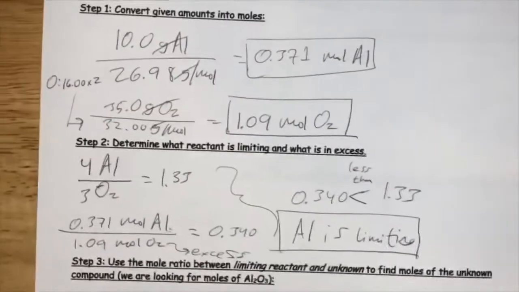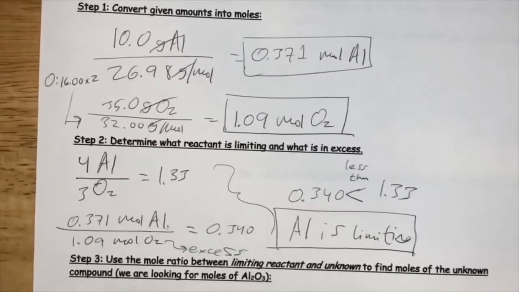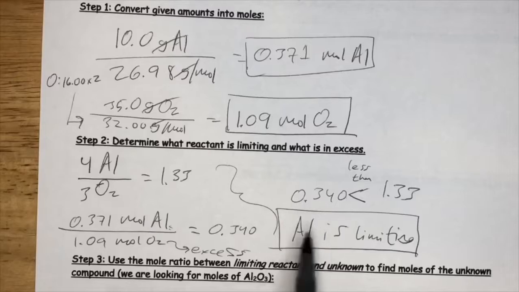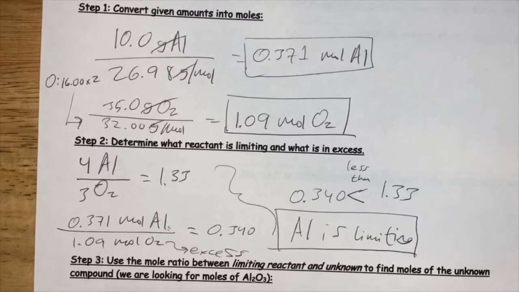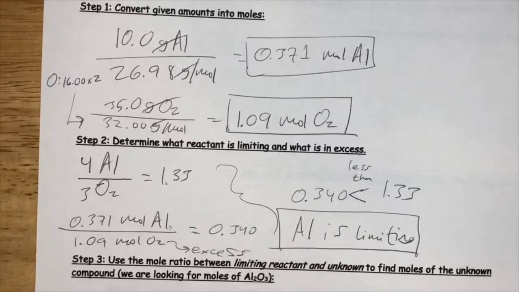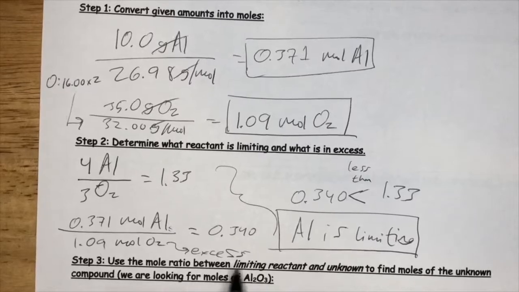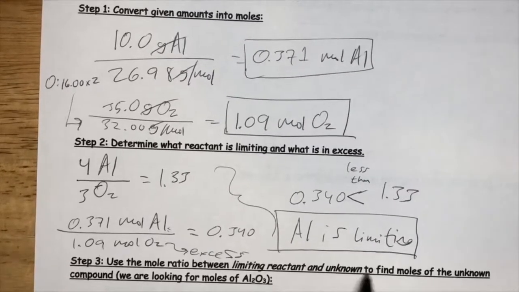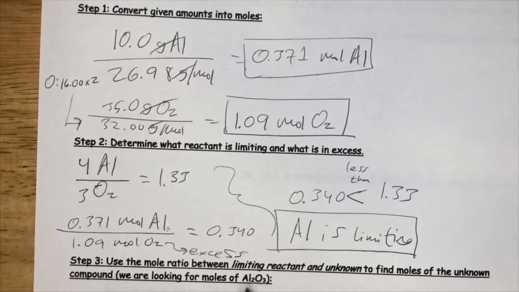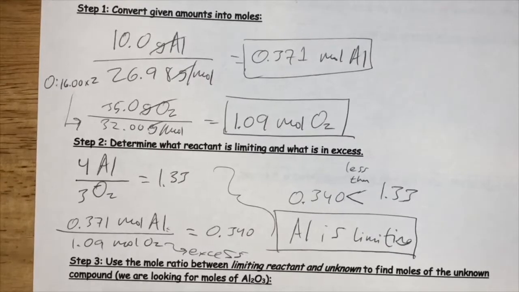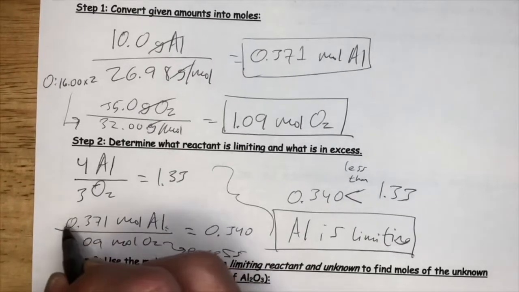So what we're going to do now is go forward in our problem with aluminum. Okay, it's limiting. So we need to proceed with steps 3 and 4 using the mole ratio between limiting reactant and unknown to find moles of unknown. We're looking for moles of Al2O3.